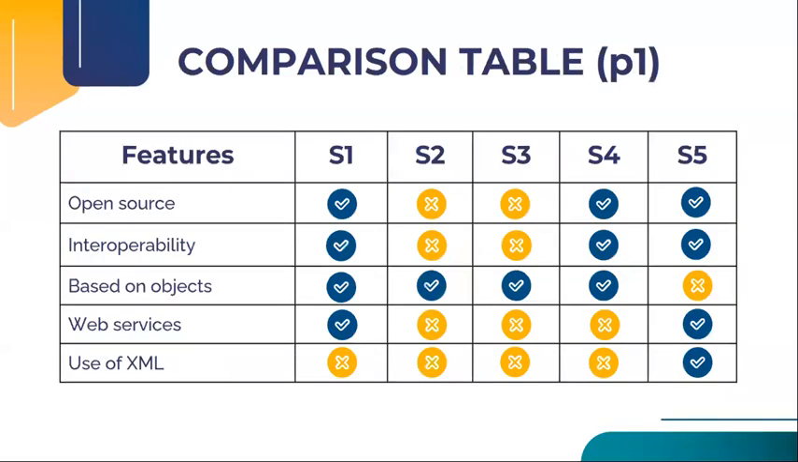This table shows a comparison of the systems analyzed. S1 represents Corba Web. S2 is SubView Plus. S3 refers to Pesto. S4 represents Corba Object Browser. And finally, S5 is Apache Axis 2. A tick indicates that the system has the feature, while a cross indicates that the system doesn't have it. The features considered for the comparison in this part of the table are the following.